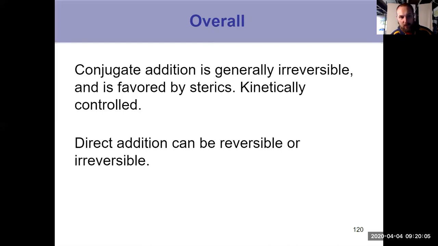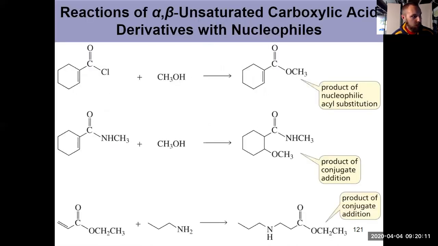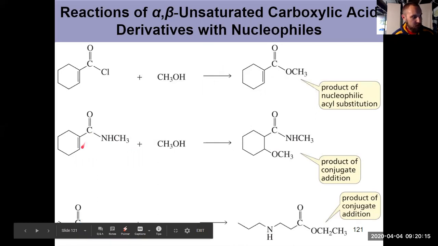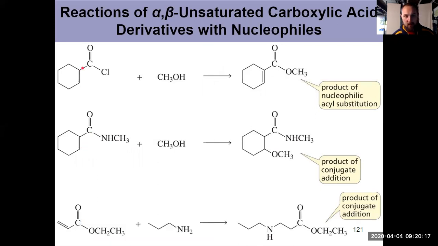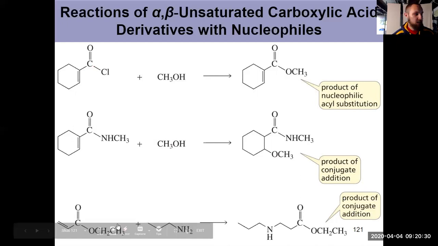Last consideration from this chapter is alpha beta unsaturated carboxylic acid derivatives. Okay, what are these going to do? So our derivatives from chapter 15 plus they're unsaturated in the alpha beta position. Again, it depends, we could do both. We can do a nucleophilic acyl substitution. These won't do a direct addition because they have leaving groups, but they can do a nucleophilic acyl substitution, or they could do a conjugate addition.